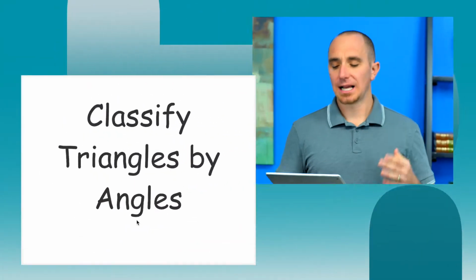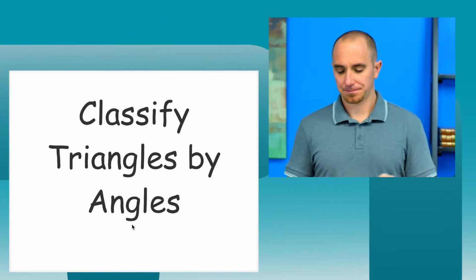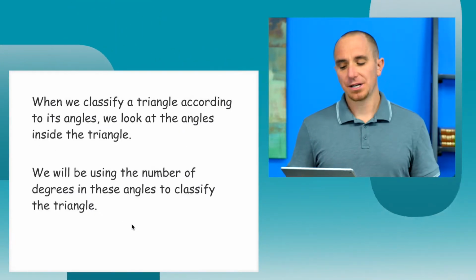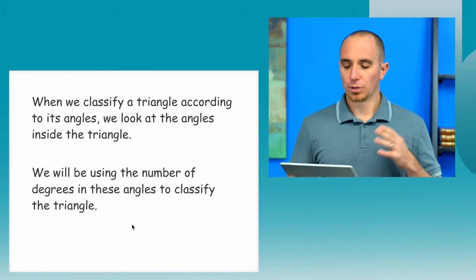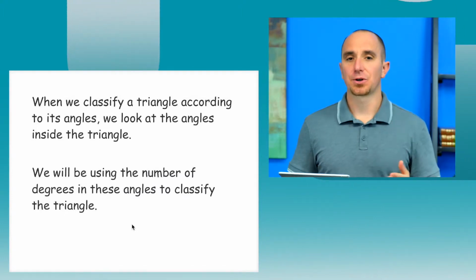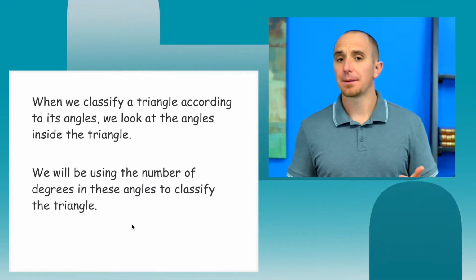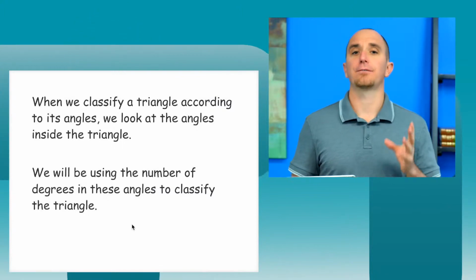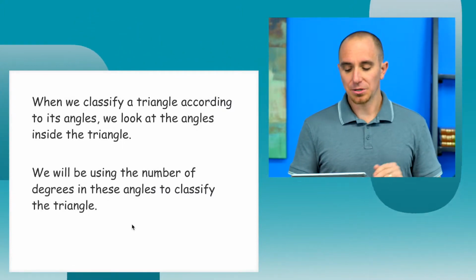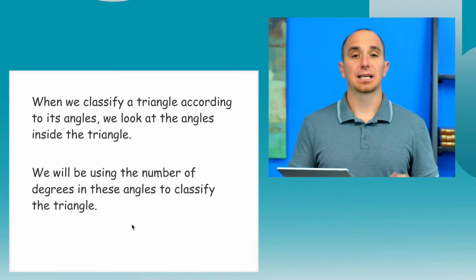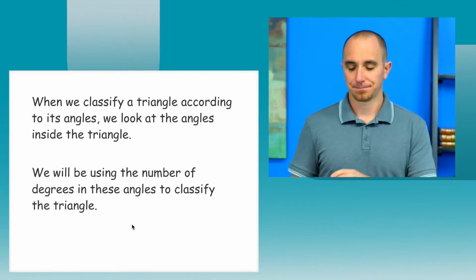Okay, let's jump into it. First, we're going to classify triangles by angles. Now, when we classify a triangle according to its angles, we're looking at the angles inside the triangle. I know that's kind of a new concept, but we're looking inside the triangle now for its angles. We will be using the number of degrees in these angles to classify the triangle.